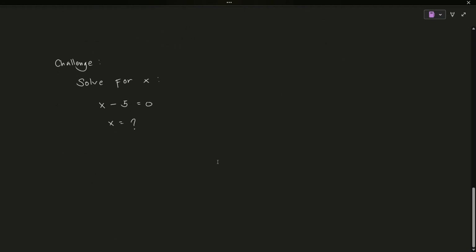Okay, for the last part, we have a challenge here. Solve for the value of x, wherein x minus 5 is equal to 0. What do you think is the value of x?